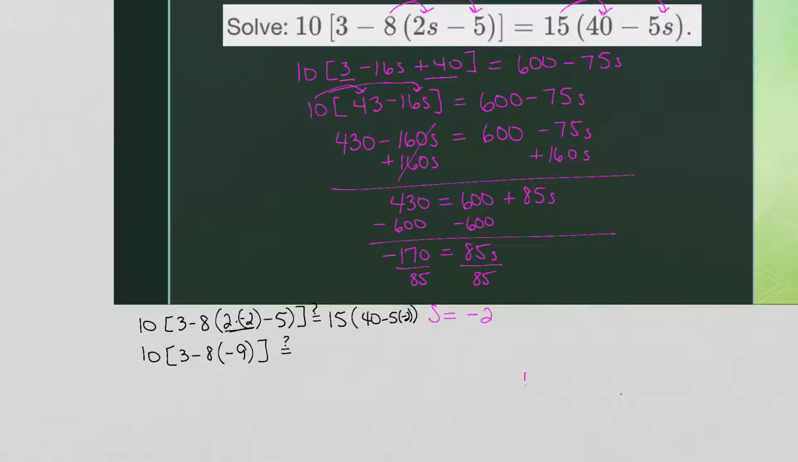Does that equal 15 times 40 minus 5 times negative 2, which is positive 10? 40 plus 10 is 50. So now let's do some more math. So we've got 10, and then I've got a 3, and negative 8 times negative 9 is a positive 72. And what's 15 times 50? It is 750.